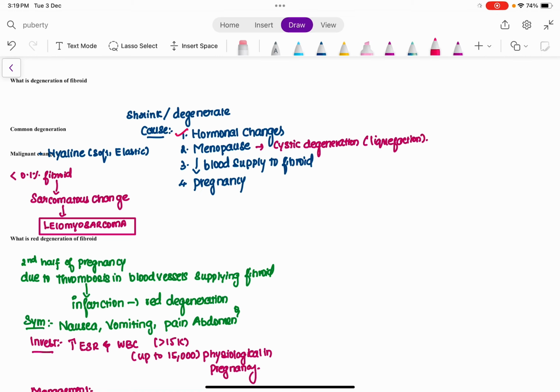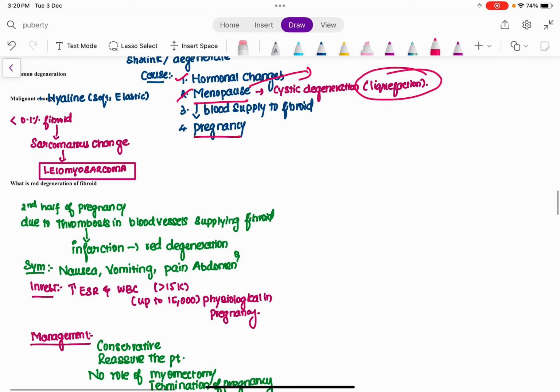If the patient has attained menopause, you need not worry about the fibroid, because as soon as the female attains menopause, the amount of estrogen in her body is going to decrease. Thereafter, there is going to be cystic degeneration, that is liquefactive degeneration of the fibroid, which is a normal phenomenon. And when there is decreased blood supply to the fibroid, it will also shrink and degenerate.